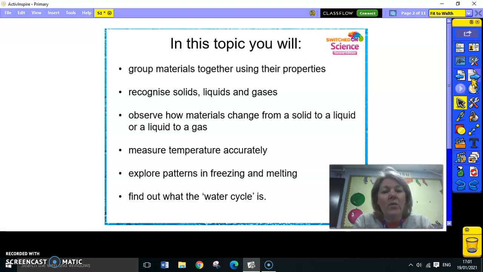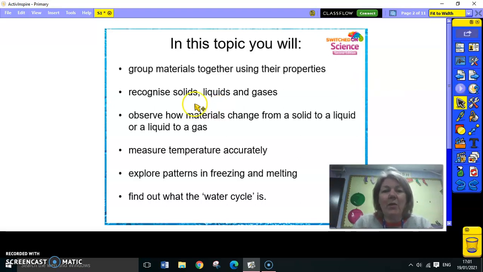We are going to move on to observe how materials change from a solid to a liquid or from a liquid to a gas. We're going to be measuring some temperature accurately, and we're going to explore patterns in freezing and melting, and we're going to find out what the water cycle is, and that's going to help us later on in the year when we do our geography unit about rivers.